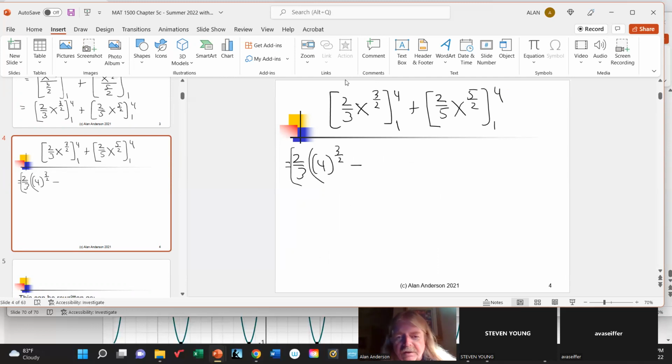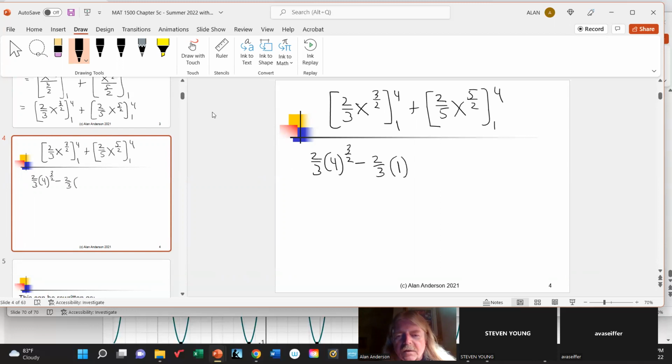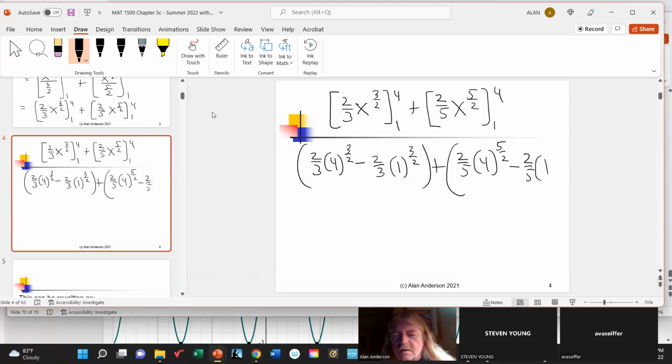The 2/3 applies to both, so we can just write it like this: 2/3 times 4 to the 3/2 power. Or actually, no, let's just keep it simple. Let's do this. We'll write it like this: 2/3 times 4 to the 3/2 minus 2/3 times 1 to the 3/2 is the first term. And the second term will be 2/5 times 4 to the 5/2 power minus 2/5 times 1 to the 5/2 power.